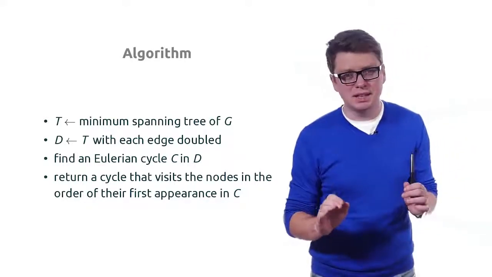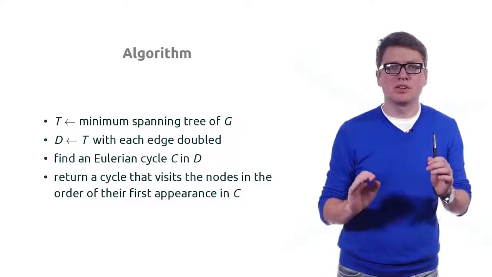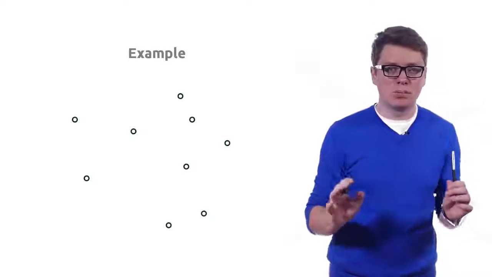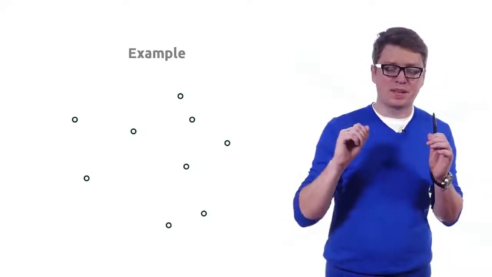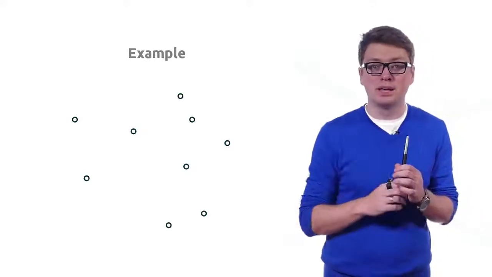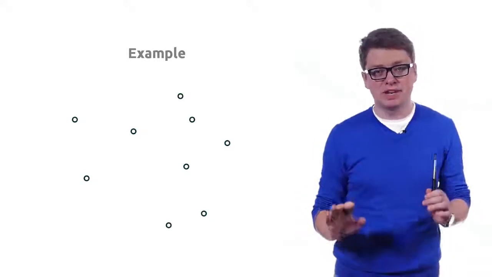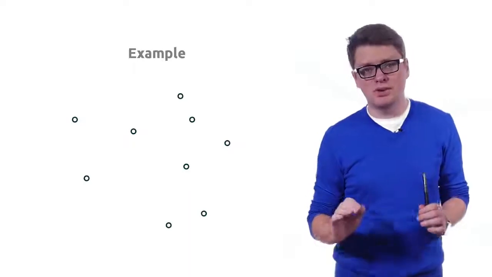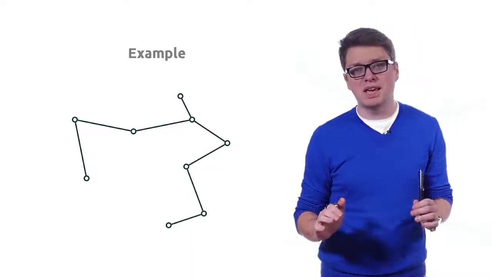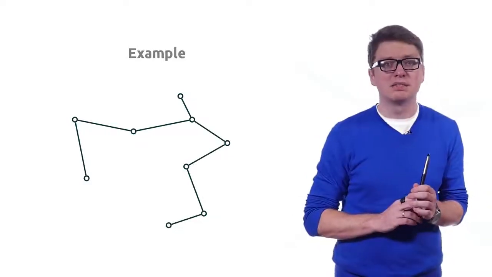Let me explain all the details of this algorithm, as usual, on a toy example. Assume that we have several points on the plane, and the edges between these points are just distances between them on the plane. So this is definitely a metric case. We first construct the minimum spanning tree. In this particular case, it looks somehow like this.